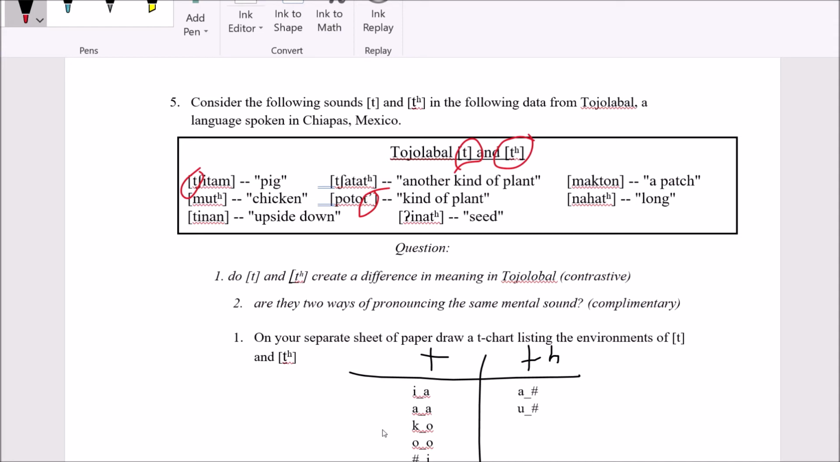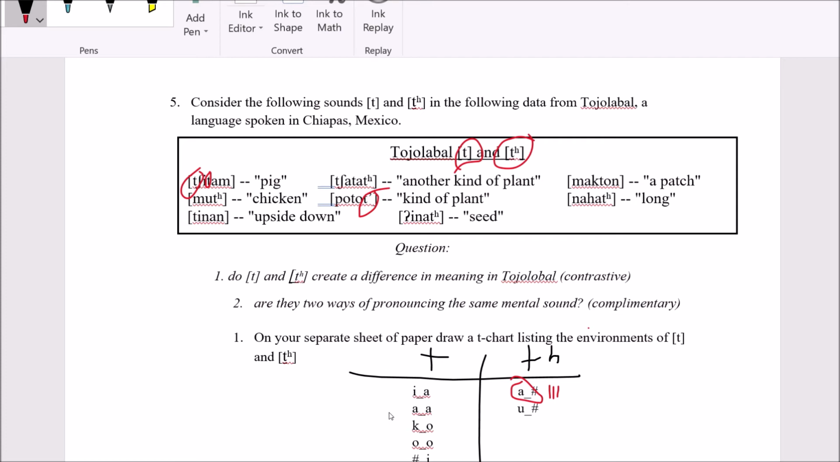Now what I've done here is I've gone through all of the environments where you see the sound, the voiceless alveolar stop. So we have between E and a, and k and o. And then we have all of the different environments for the aspirated T. So between a and a word boundary, a and a word boundary, u and a word boundary, and then again a and a word boundary. So we have 3 times that it appears in this environment.